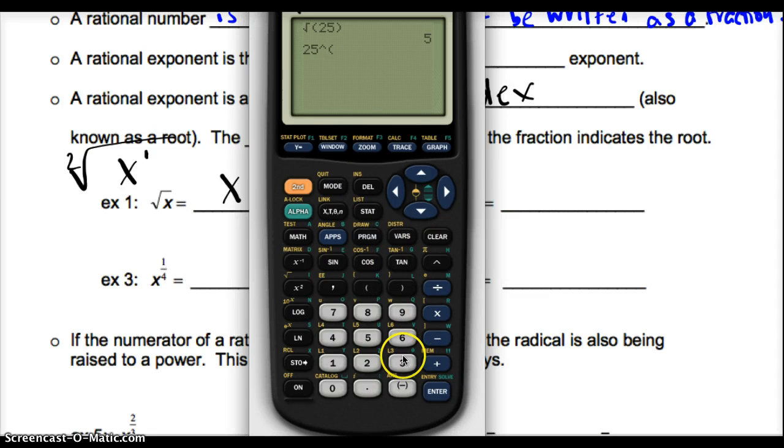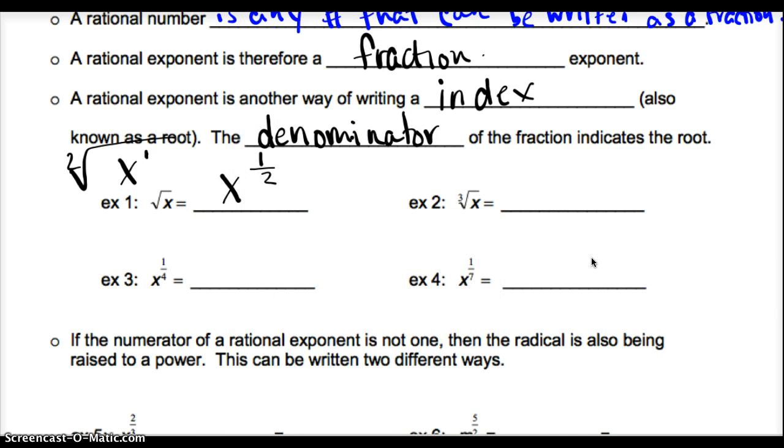So 25 raised to the 1, what's the index of this? 2, right? So 1 over 2. What's going to happen when I hit enter if I'm telling you those are equivalent? It's going to be 5, right? So the square root of 25 is the same thing as 25 raised to the 1/2 power. Does that make sense? Okay, let's see if you can do this next one. What about example 2? Write what you think that is.